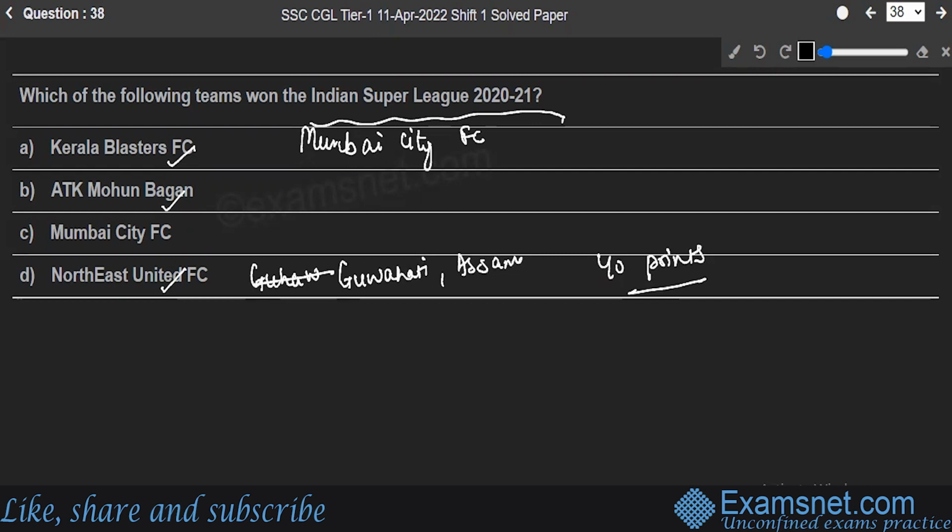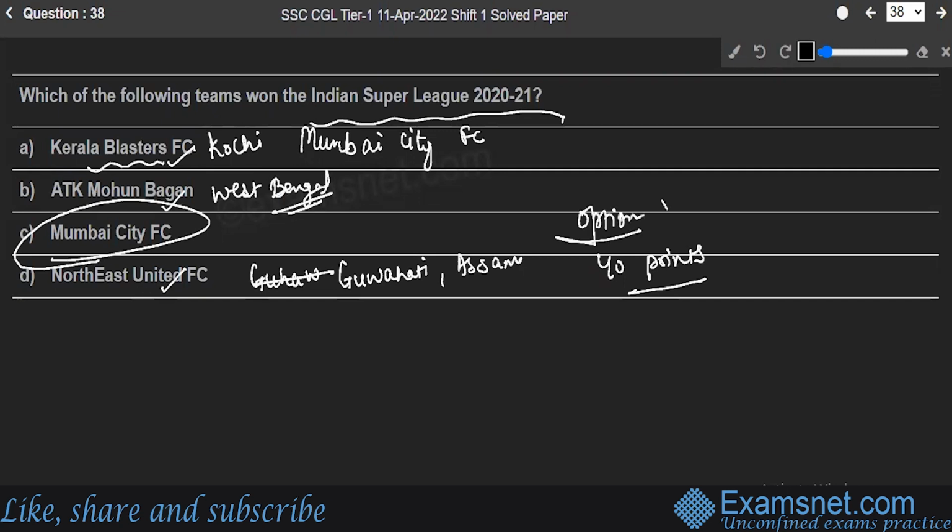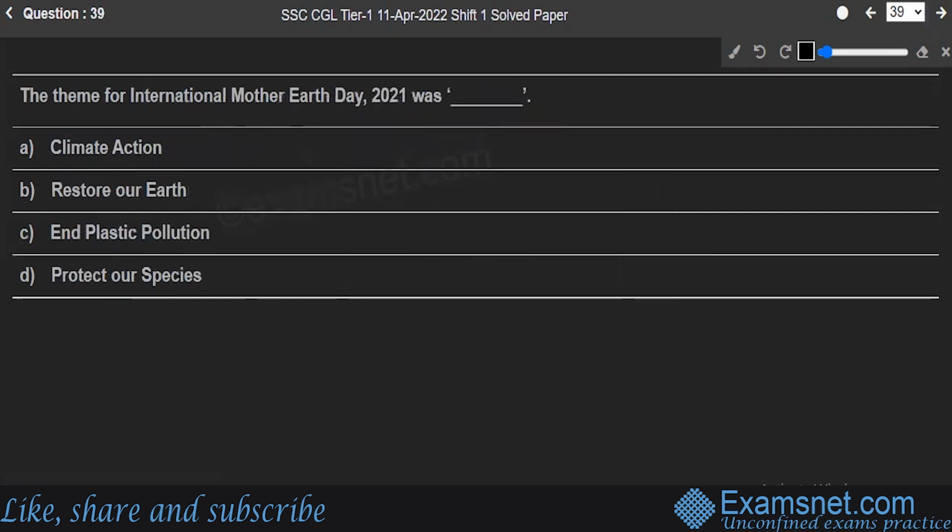So the Kerala Blasters FC, this is a football team in Kochi. This one is in West Bengal, and this is Mumbai City FC. This is the answer to our question because this is the one who won the Indian Super League 2020 to 2021. So option C is the correct answer for this question. Hope you are clear with this. Next is question number 39.